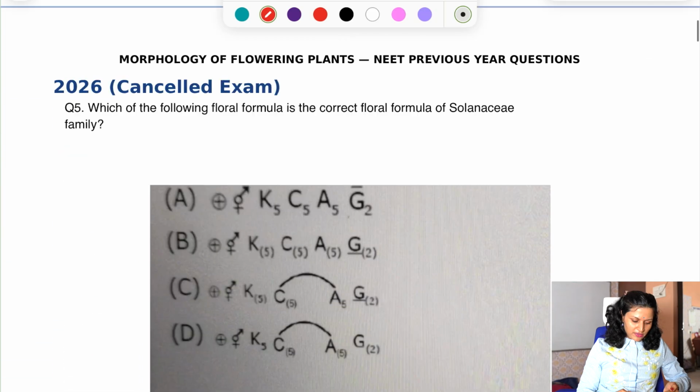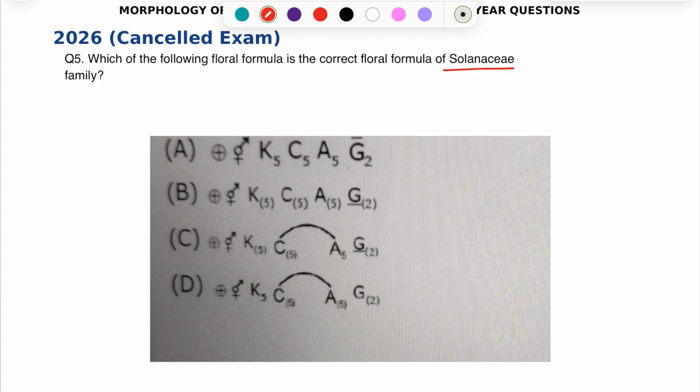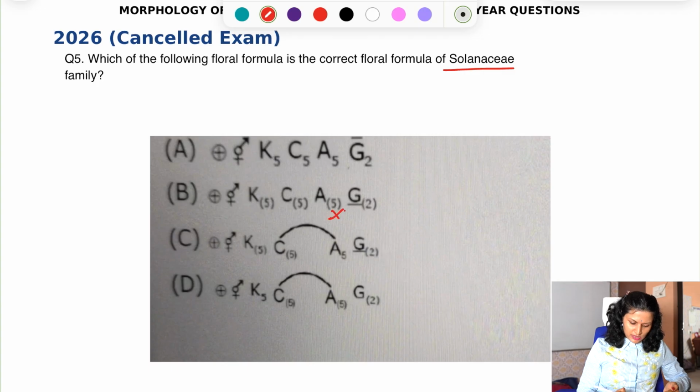Next question 5. Which of the following floral formula is the correct floral formula of Solanaceae family? First one, K5, C5, no, K5 is fused, C5 is fused, A is not fused, is it? But A is epipetalous in case of Solanaceae, so C should be correct. This is wrong for Solanaceae, isn't it? It's an epipetalous condition, so this is very important in Solanaceae. Question 5, correct answer will be C.